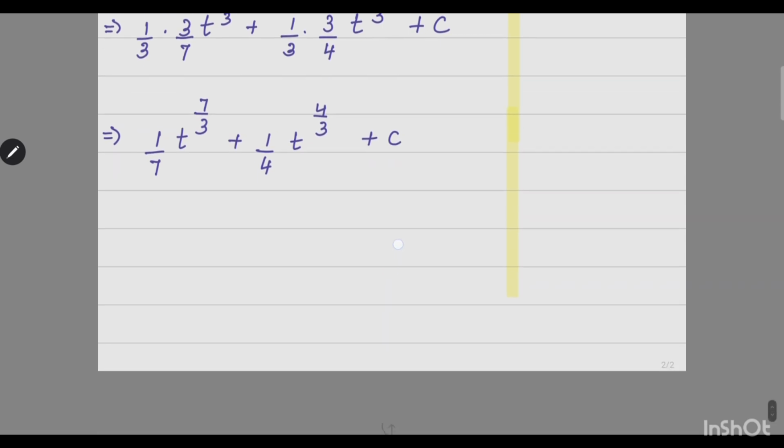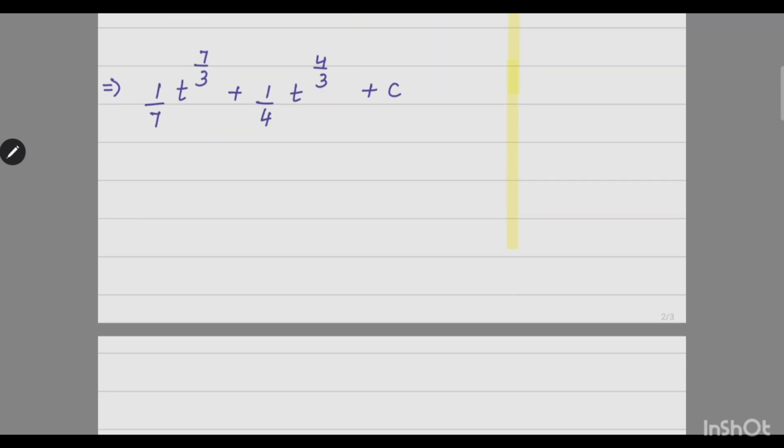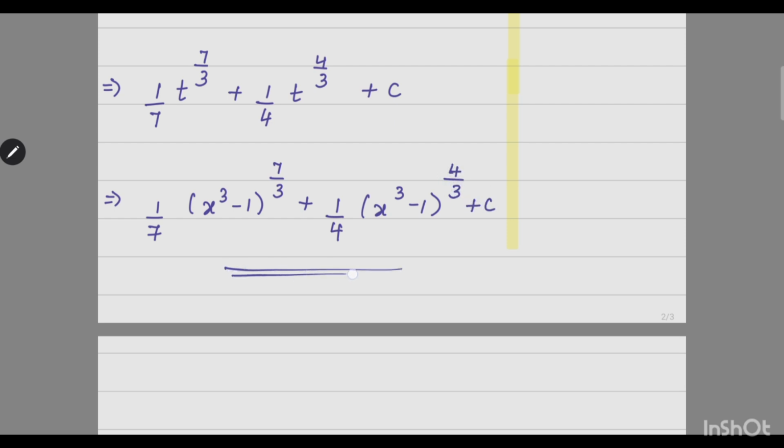So now we can substitute for t, right? So this implies 1/7 (x^3 - 1)^(7/3) plus 1/4 (x^3 - 1)^(4/3) plus constant of integration. So this is the required integral of the given function.